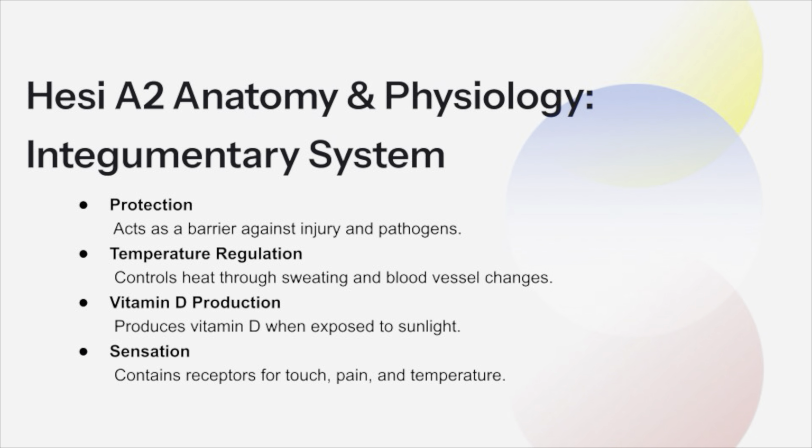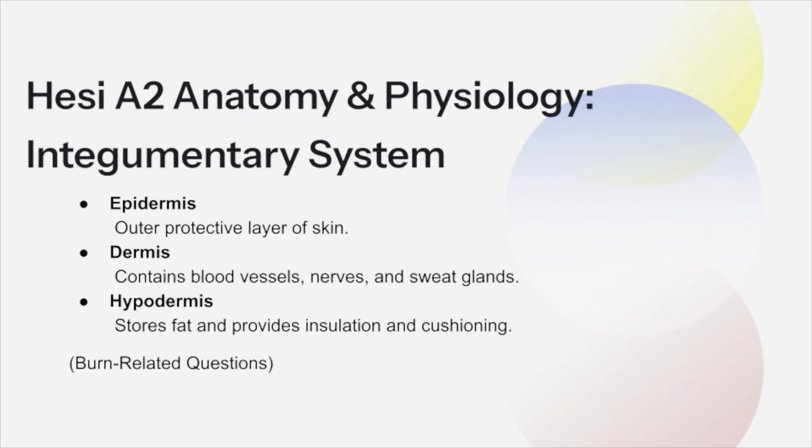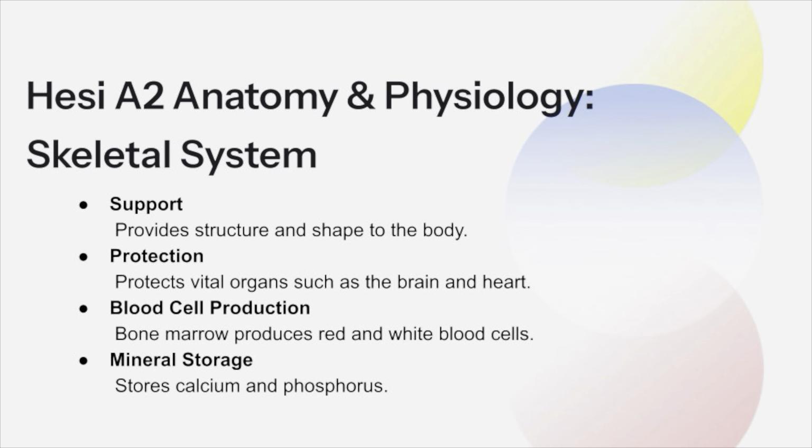The skin helps with protection, temperature regulation, vitamin D production, and sensation. You should know about the three layers of skin: epidermis, dermis, and hypodermis. There are often burn-related questions which involve these layers on the anatomy and physiology section. Now let's take a look at the skeletal system. The skeletal system provides support. It protects organs, produces blood cells, and stores minerals like calcium.